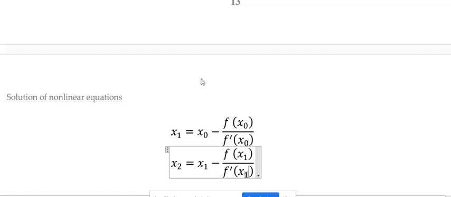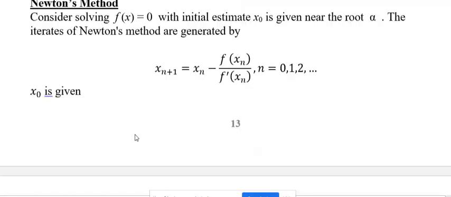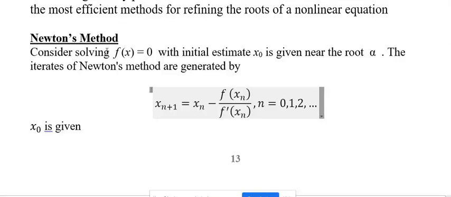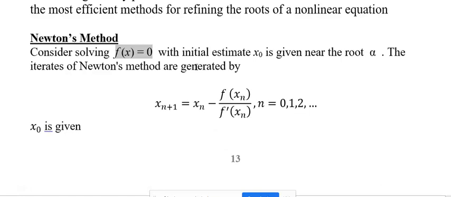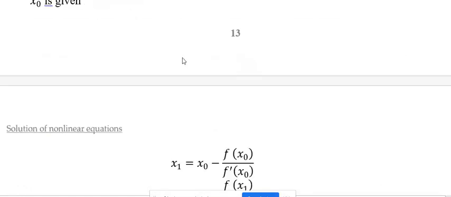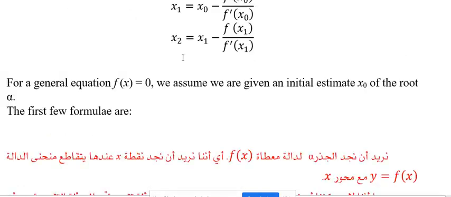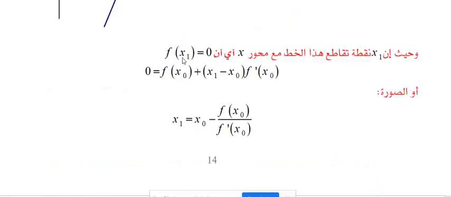At every step we must evaluate the value of the estimated root, and then we check if it is the root or not by satisfying the original problem f of x equals 0. So if the value of f of x1 or f of x2 is near 0, it is a good estimate for the root. Let's take an example.